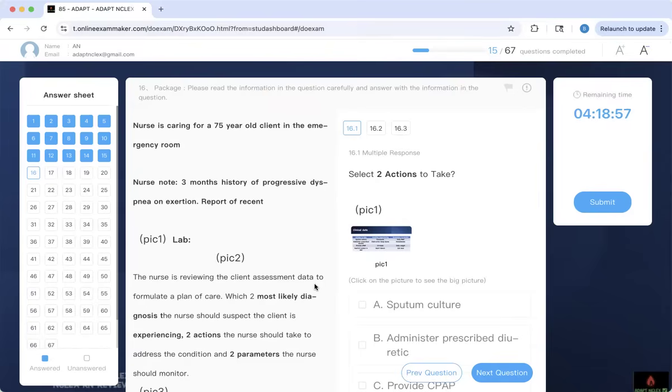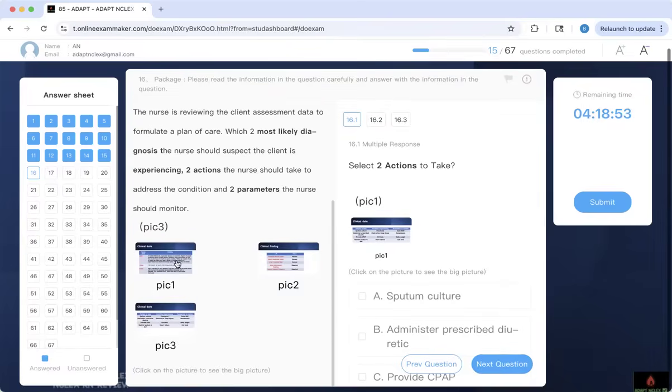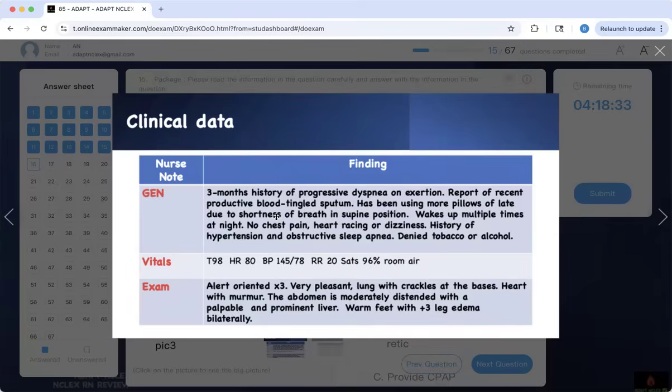What do you think? Now, we have a bowtie question, right? What is the problem? This is the question. A 3-month history of what? Progressive dyspnea on exertion. Oh, report of what? Recent productive blood-tinged sputum. That's a buzzword. Anybody who has blood-tinged sputum, that's a clue. He has been using more pillows. Whoa, he's using more pillows of late due to shortness of breath in the supine position.